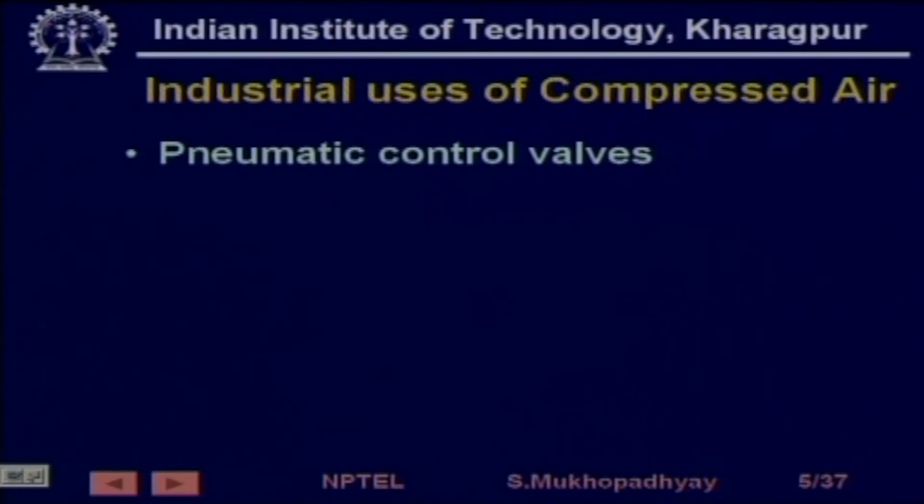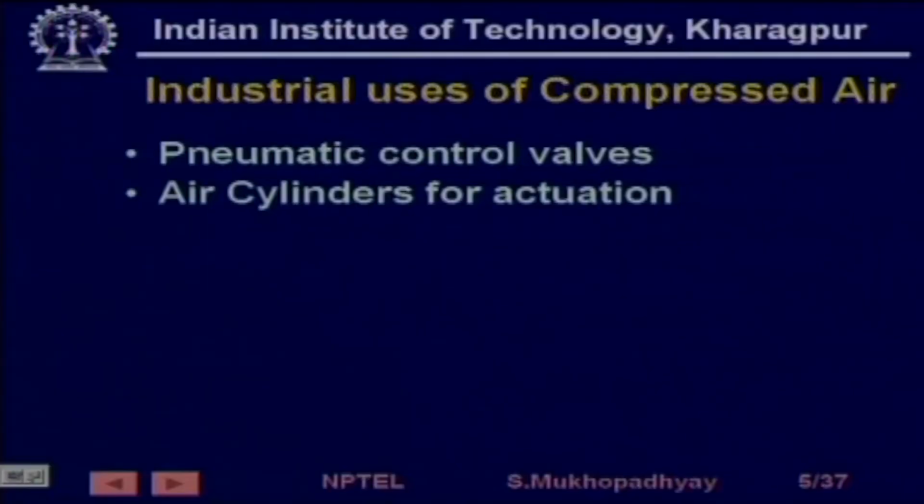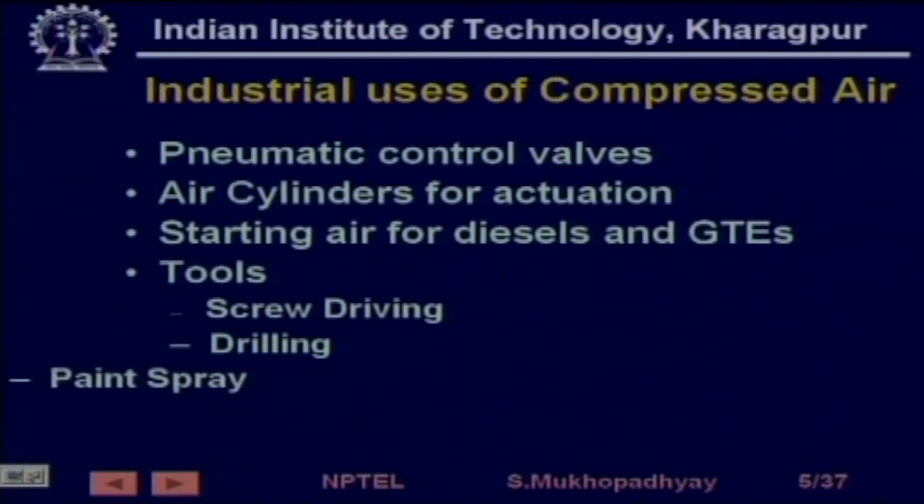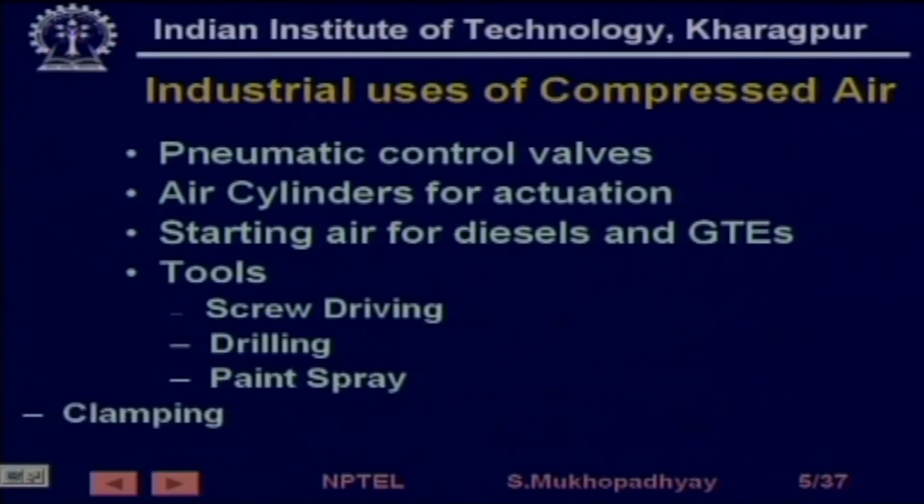That is, pneumatically actuated control valves. These are big flow control valves which are operated pneumatically using air. Then there are air cylinders for actuation. Then sometimes you need starting air for diesel generators and gas turbine engines. For that also you need compressed air. You also need tools, various types of tools for screw driving, for drilling, for paint spray and for clamping. For such operations people often use compressed air tools.